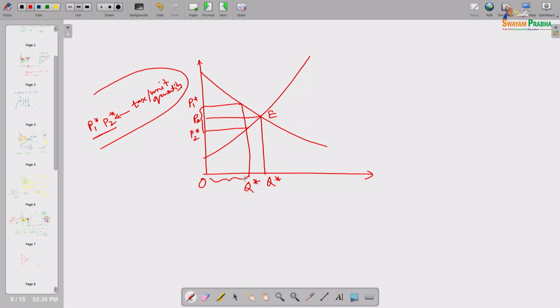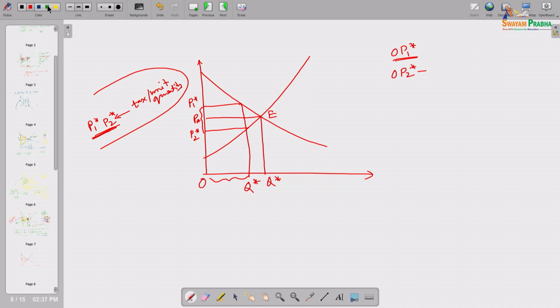It has two equilibrium prices, we have clarified that earlier, today we can also clarify. OP1 star, that is the price level what consumers are paying per unit of that commodity, okay. And OP2 star is the price level what producers are getting per unit of the commodity, okay. And the gap between this OP1 star and OP2 star, basically P1 star, P2 star, that is the amount of tax government is gaining per unit of transaction of that commodity, right.